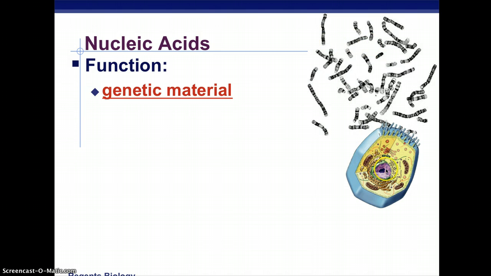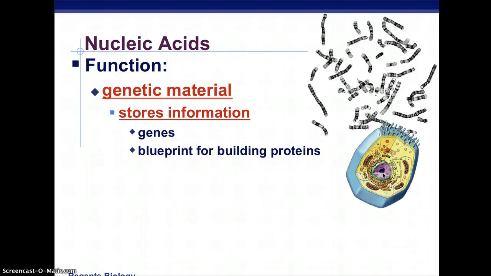And they are found in the center of cells in an area called the nucleus. So this is where the chromosomes and the genetic information in DNA live. So genetic material, it stores information, the instructions on how to build all the components of living organisms. And we refer to units of DNA as genes. And they provide us with a blueprint for building another macromolecule, which will be the next lesson, proteins.